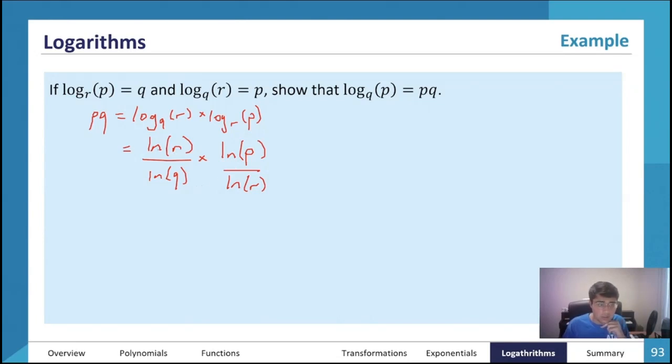You can notice here we've got natural log of r expressed in the numerator and denominator. So we can remove those. We can write ln p over ln q. And then again, we can use that trick that we just used before to rewrite this as log base q, because we have a q here, of p. And that is the answer that we're looking for, as required.